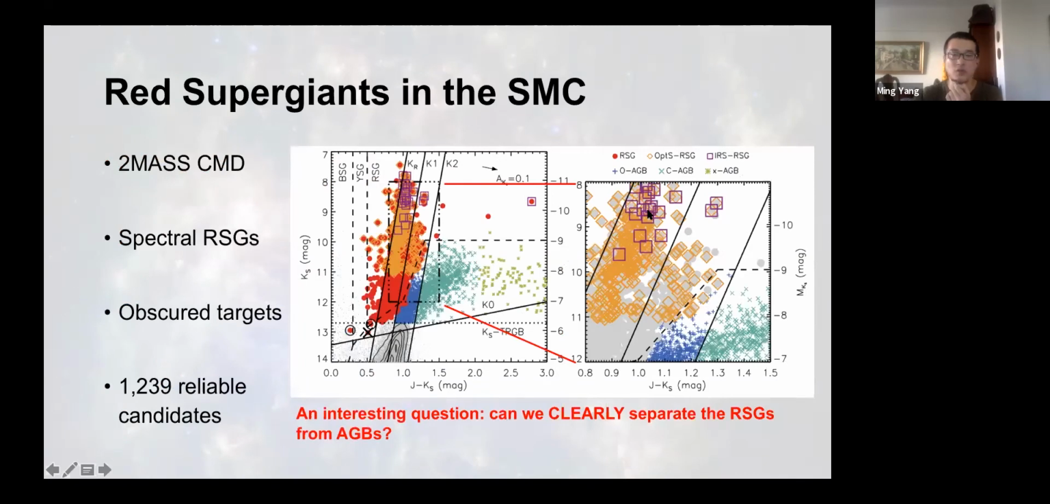The next interesting question is whether we can clearly separate the red supergiant stars from the AGB stars from the previous diagrams. We do see some separation. However, can we really do this? These diagrams contain a lot of information, and I cannot go through every detail, so I just give you some simple conclusions. We investigated the photometric data and see some overlapping. For example, here are the red supergiant stars and also the oxygen-rich AGB stars. They do have some overlap here.